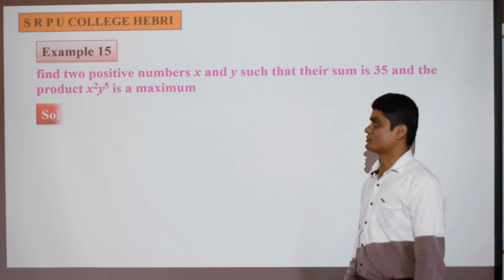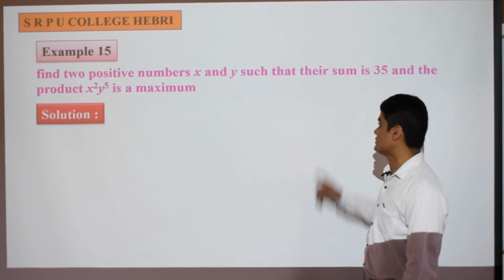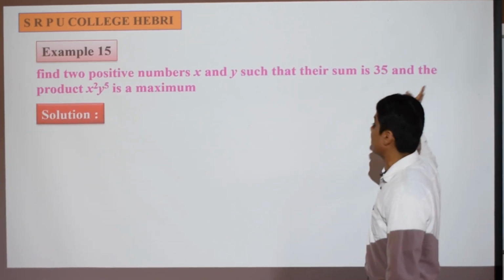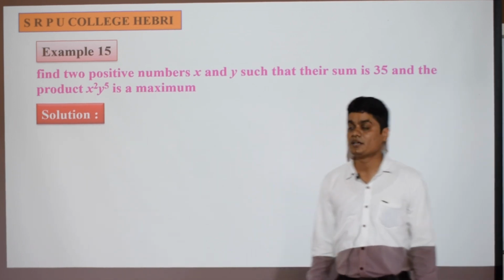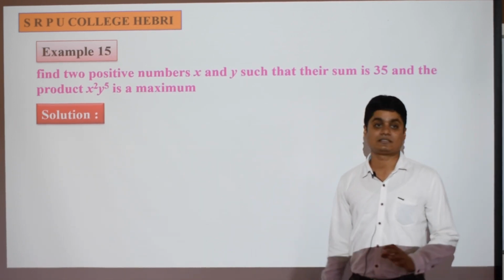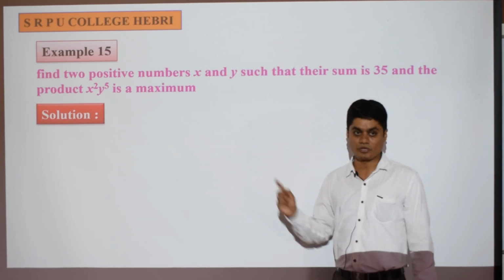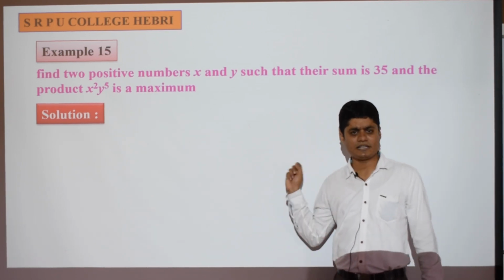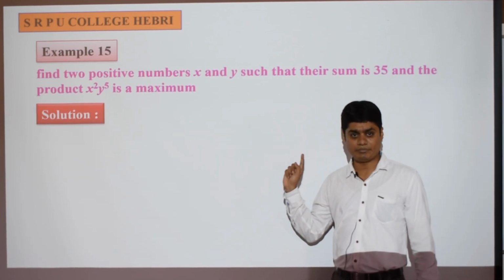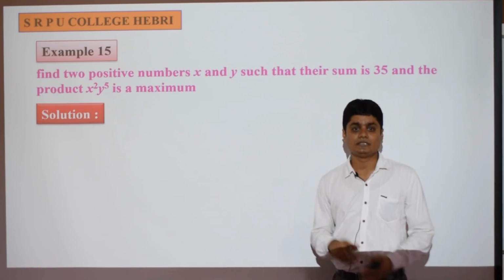Yeah, next question: find two positive numbers x and y such that their sum is 35 and the product x square into y power 5 is a maximum. So this is your homework problem. Work it out, definitely you will get the answer. Okay, so this will be a homework problem. I'm not going to show you the solution for it.